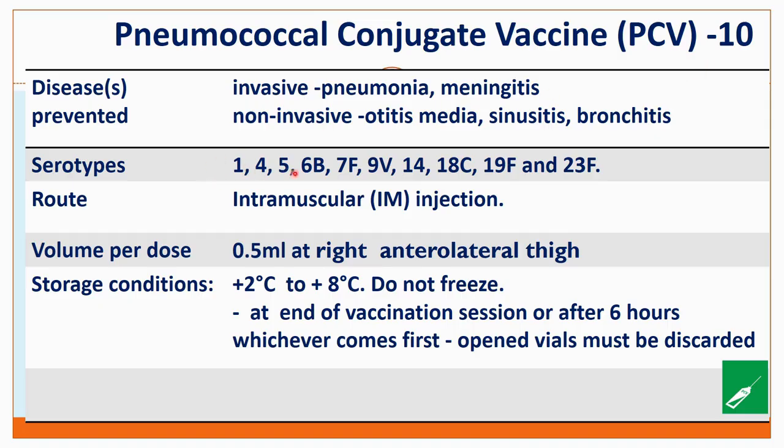Serotypes 1, 4, 5, 6b, 7f, 9v, 14, 18c, 19f and 23f. So these are the 10 serotypes. Route is intramuscular, and the amount is 0.5 ml given at right anterolateral thigh. Storage +2 to +8 degrees Celsius, and do not freeze this. After reconstitution, at the end of the vaccine session or after 6 hours, you are supposed to discard this.